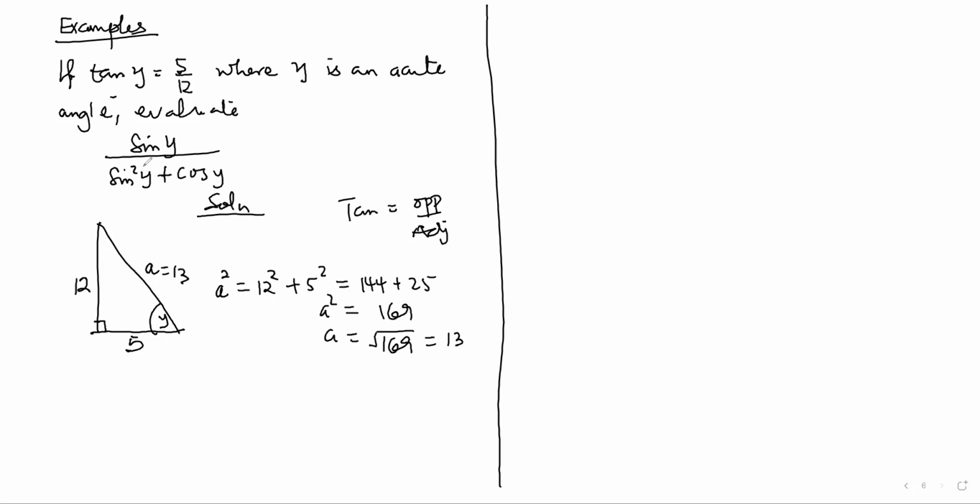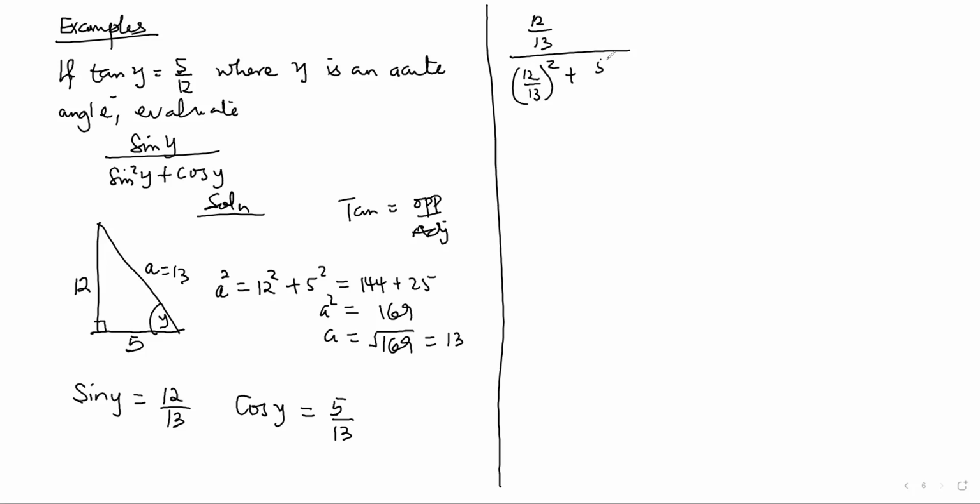Then now, the question says we should find sin y. So let's reduce sin y first. So sin y, sin is opposite, which is 12, over hypotenuse, which is 13. Cos also is in the question, so let's find cos y. Cos is adjacent, which is 5 over 13. Then now we substitute and solve. So sin y is 12 on 13, all over sin square y, which is 12 on 13 all squared, as we said, plus cos y, 5 on 13.